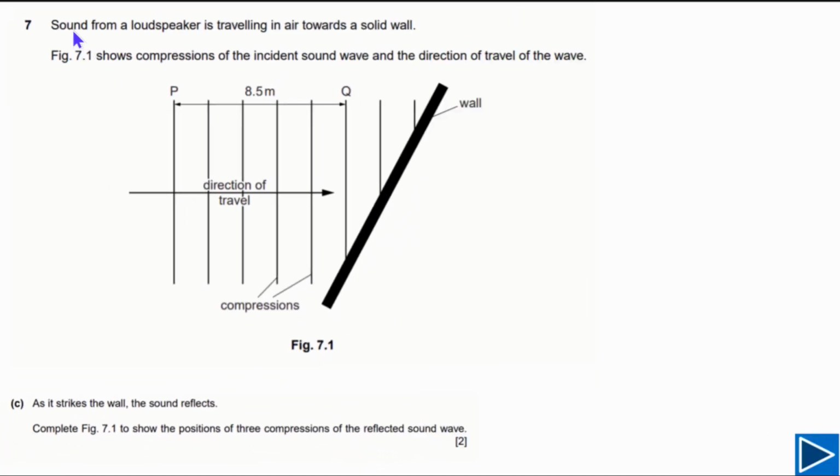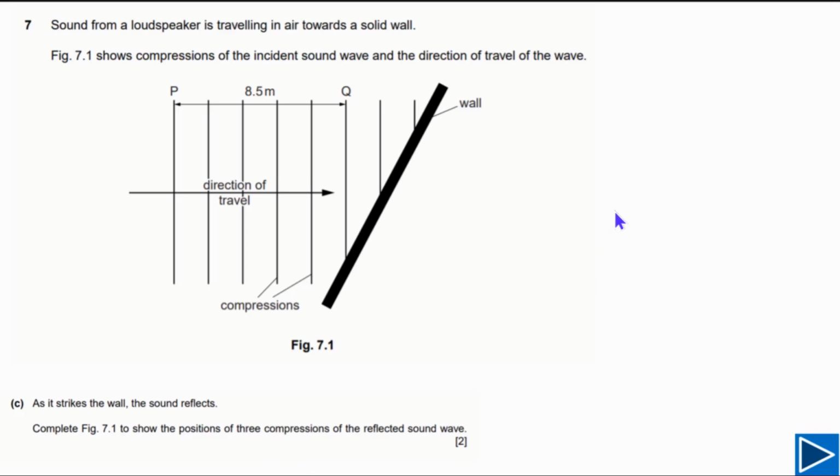For question number 7, it is given to us that sound from a loudspeaker is traveling in air and it is moving towards a solid wall. So this one is the solid wall, and this is the sound that is traveling to the solid wall. The direction of travel means this is our incident ray, and these lines are representing compressions, which means these are the wavefronts. For this question, we need to complete figure 7.1 to show the positions of 3 compressions, meaning 3 wavefronts of the reflected sound wave. So this question is just about reflection.